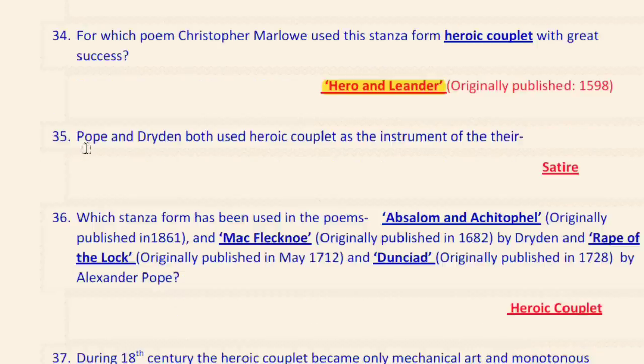Let's see question number 35. Pope and Dryden both used heroic couplet as the instrument of their. The answer is satire.